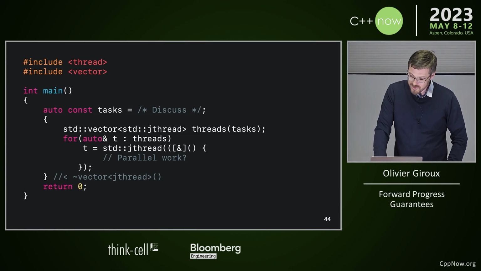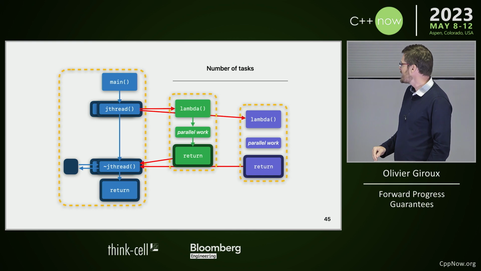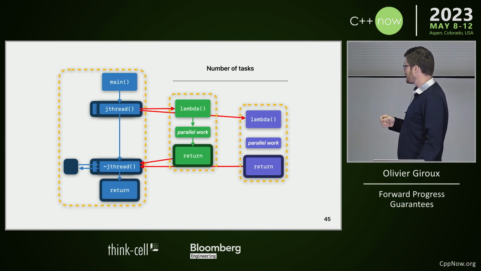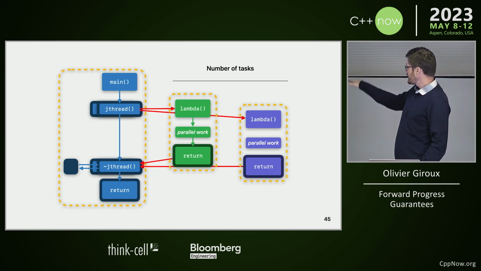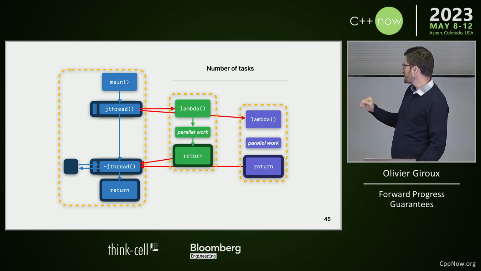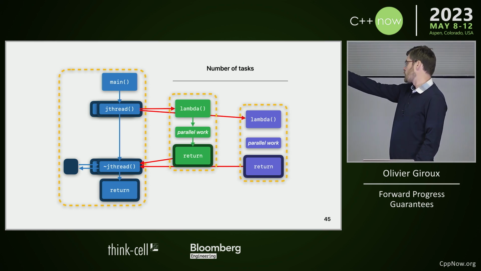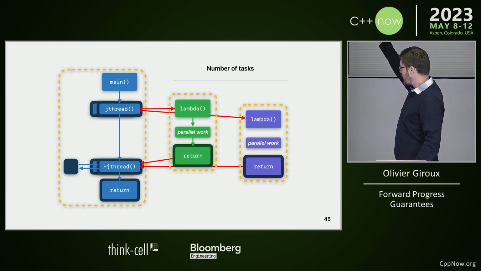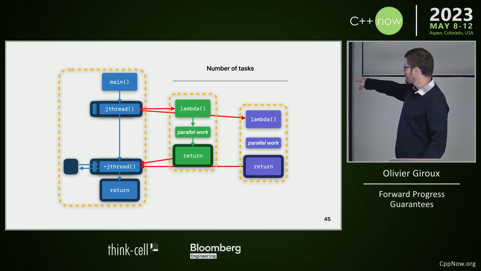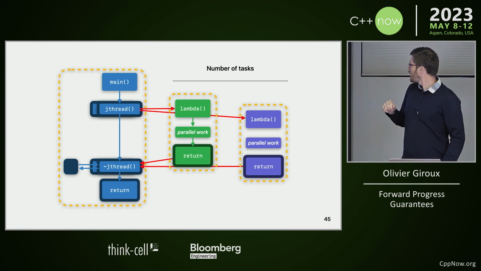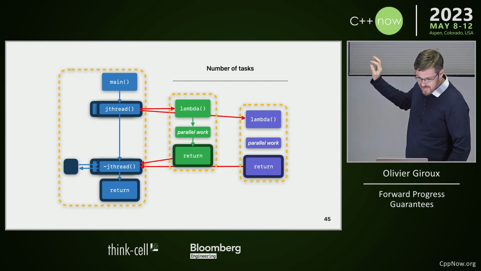Okay, let's draw the graph with 2 tasks, because I don't want the graph to be huge. It looks similar to what we had before, except we have 2 JThreads, each one of which is a step to create. I have 2 lambdas that are invoked. They are separate threads of execution, because a thread of execution is all the control flow from, and I'm missing some sequence before edges here. Okay, so that's my graph.